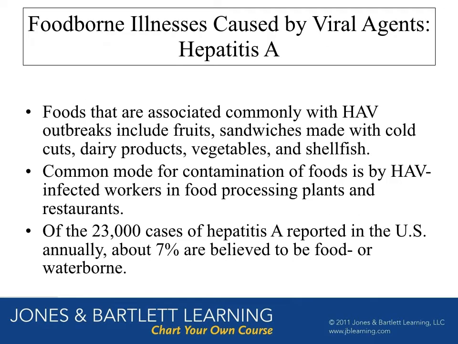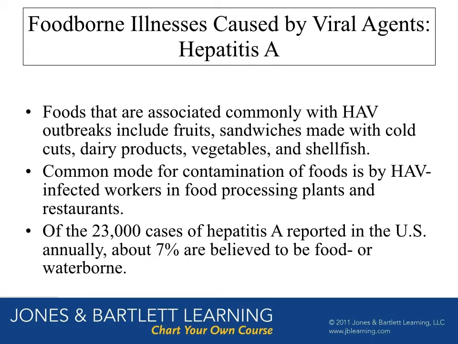Moving a little bit out of the bacterial into the viral foodborne illnesses caused by viral agents, hepatitis A. Lots of foods are associated with HAV outbreaks, fruit, sandwiches, et cetera. And this is primarily coming from food handling. So a worker infected with some kind of hepatitis, be it A or C, in the processing plants or the restaurants, this is the primary transmission.